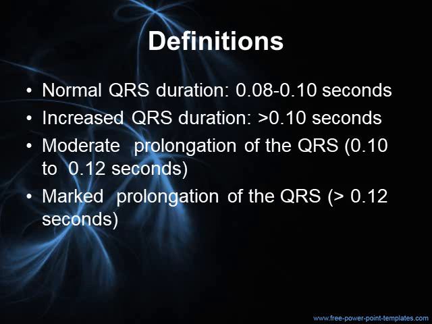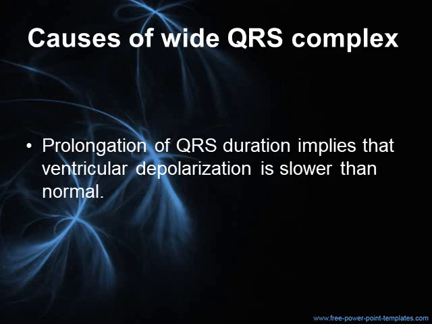Normal QRS duration is 0.08 to 0.10 second. Increased QRS duration is more than 0.10 second. Moderate prolongation of the QRS is 0.10 to 0.12 second, and marked prolongation of the QRS is more than 0.12 second.